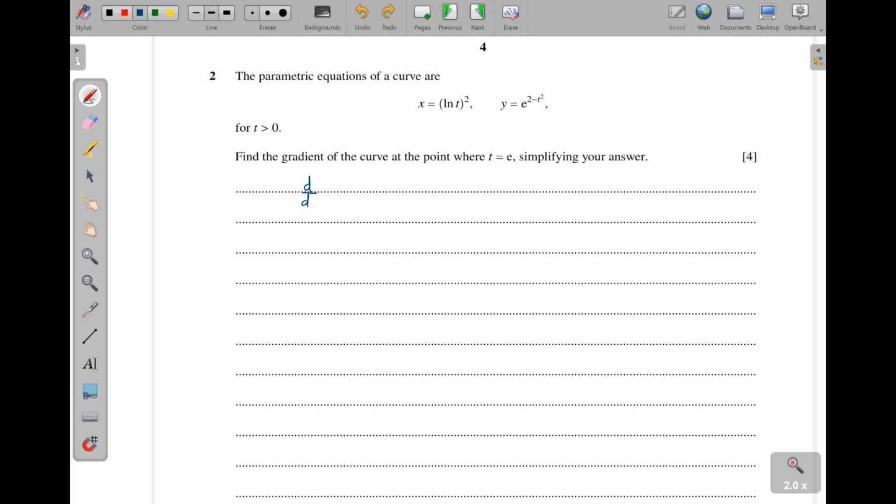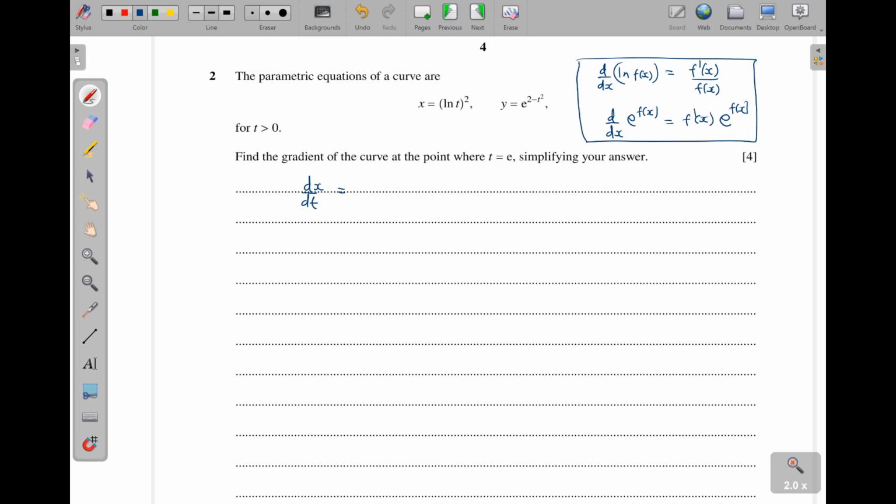So dx/dt is going to be equal to, let me first write something here. When we differentiate natural log of any function, we get the function, we differentiate it, and then we divide by that same function. And also when we differentiate an exponential function, we get the power of that e, we differentiate it, then we multiply by that exponential function. These two are going to be applied here.